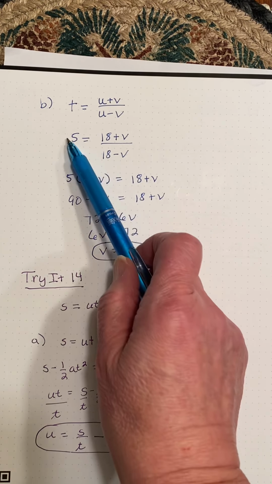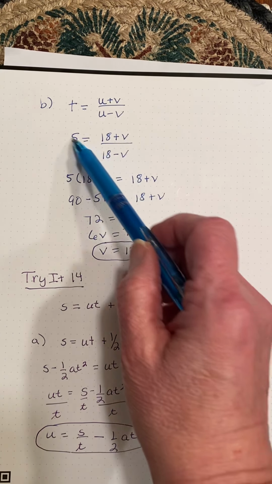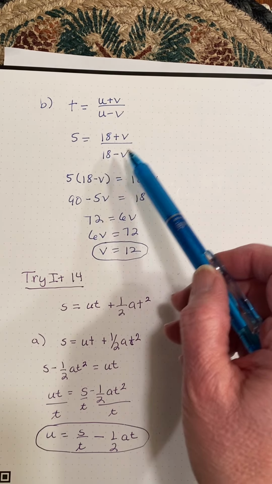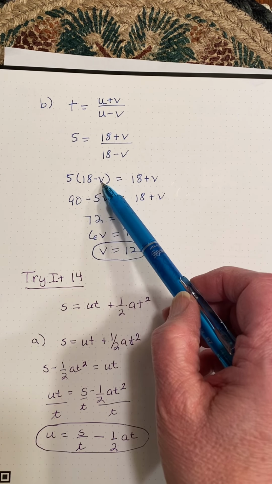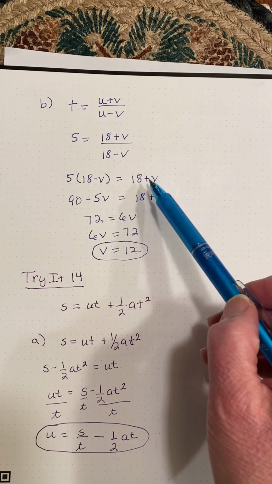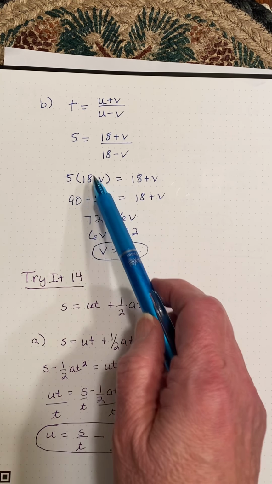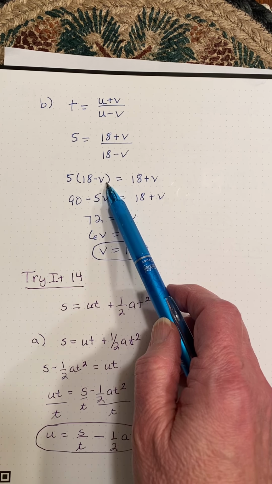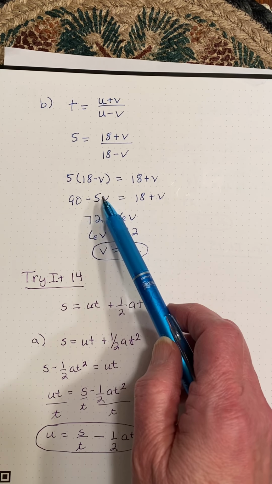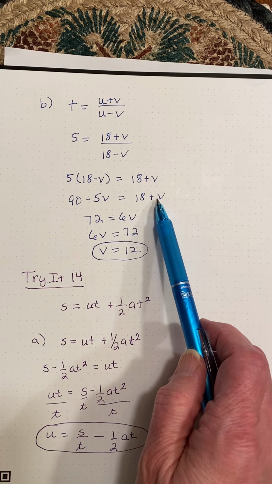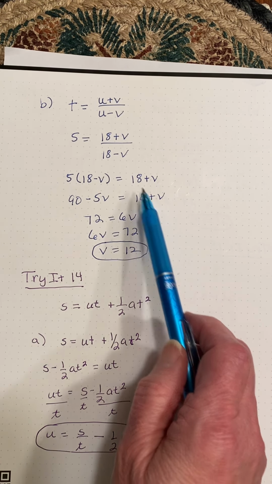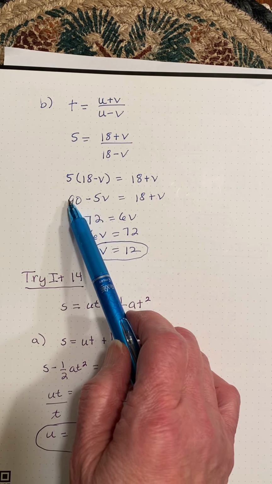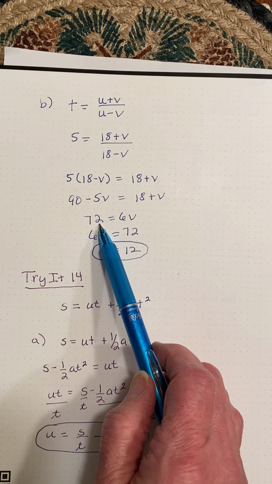So in this case, I'm going to do my cross multiplying like I did last lesson, where I'm going to have 5 times (18 minus V) equals 18 plus V. I distribute my 5 to the 18 and negative V, which gives me 90 minus 5V equals 18 plus V. And I'm going to bring my 18 over by subtracting, so 90 minus 18 is 72.